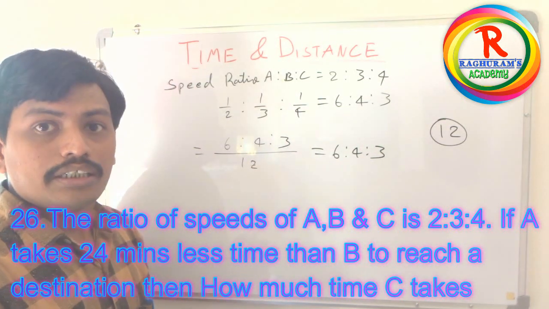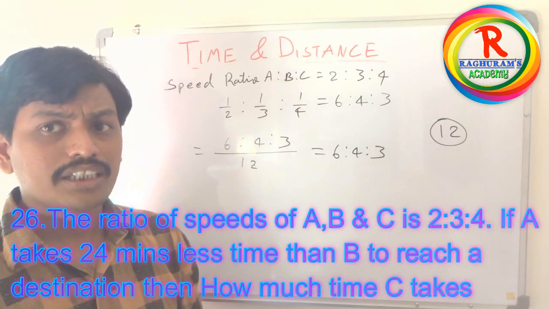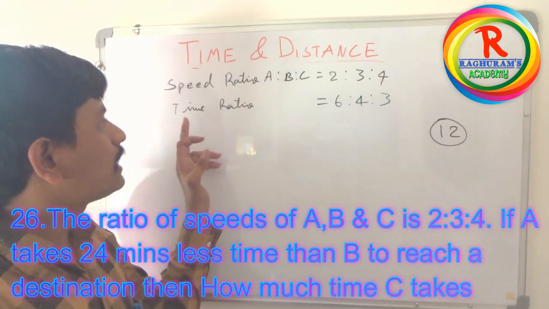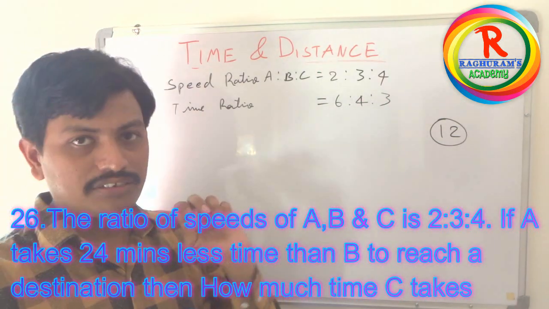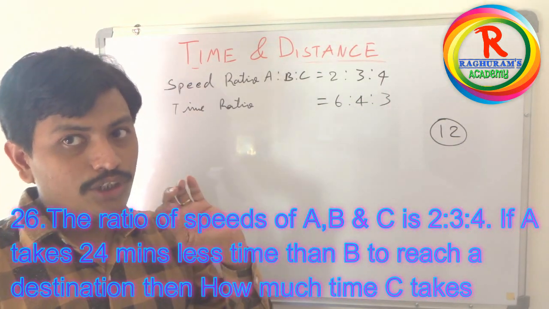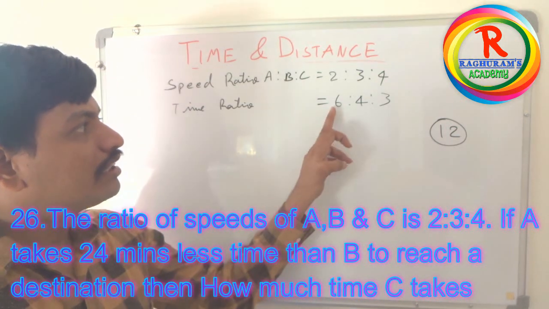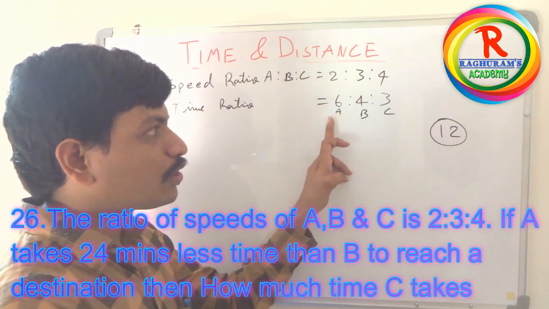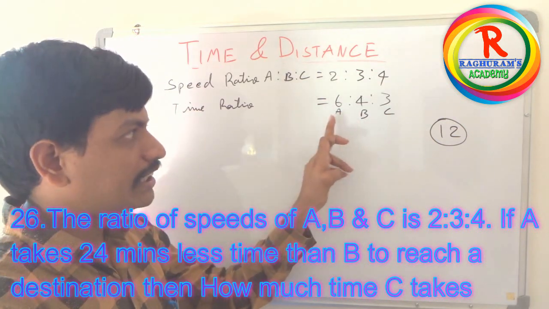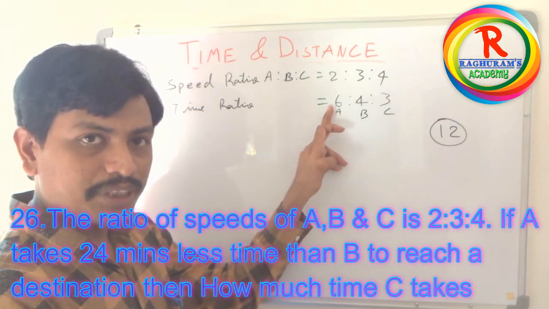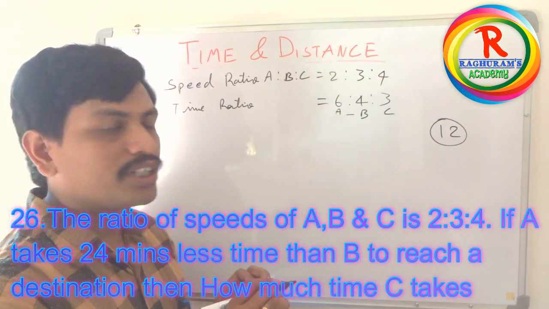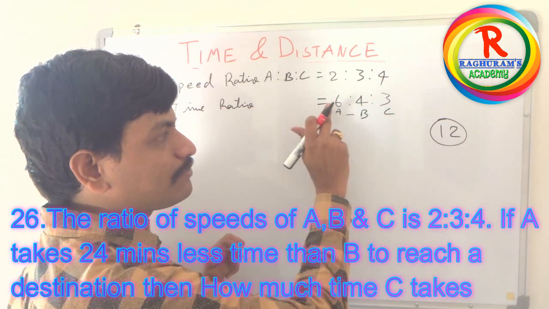Now, what do we need to find? A takes 24 minutes less than B. Here the time ratio is 6 is to 4 is to 3. So A took 24 minutes less than B. Here this is A, B, C. Definitely A takes less time because the ratio is bigger. Here nothing but the difference between A and B is 24 minutes. Here also we take the difference between A and B.